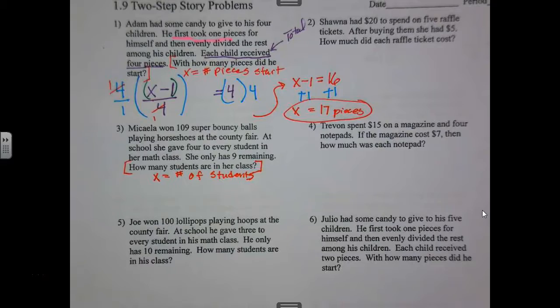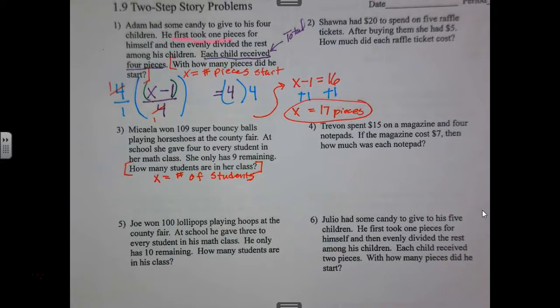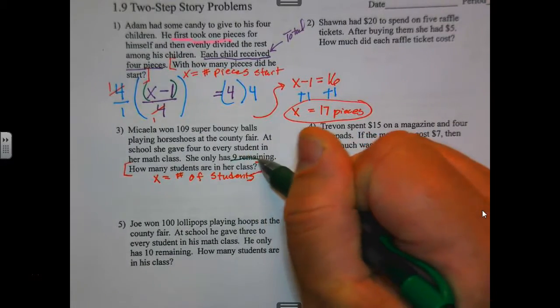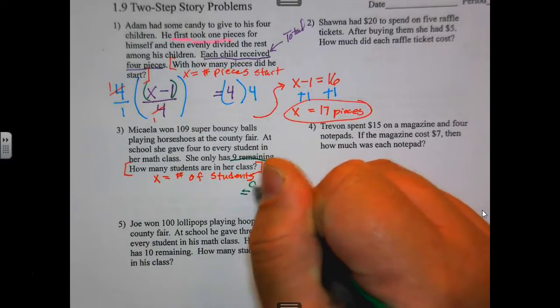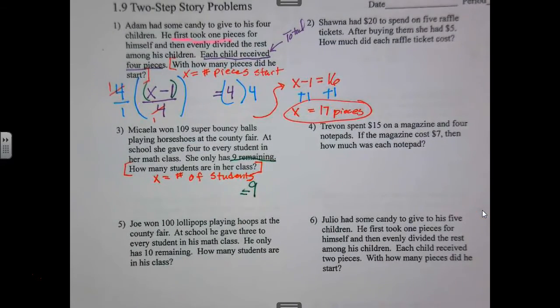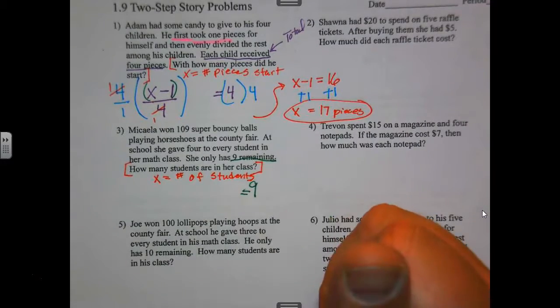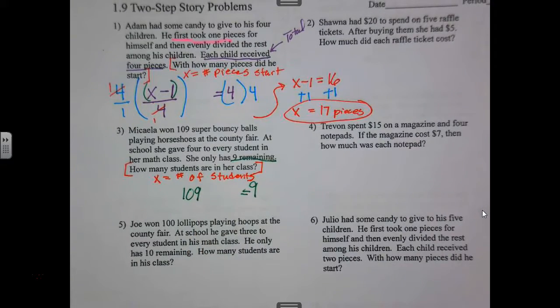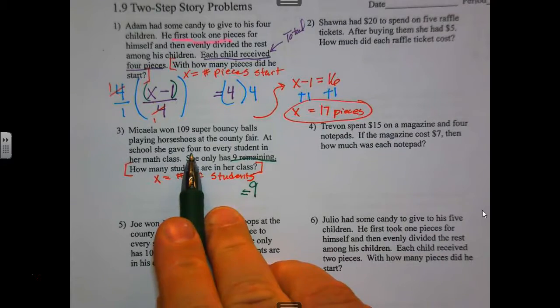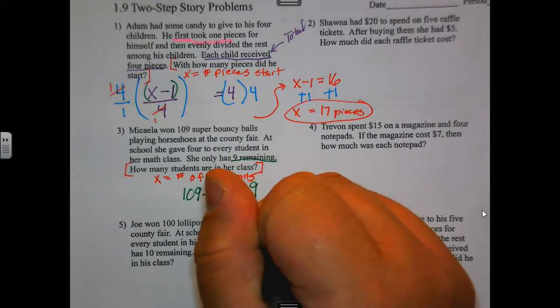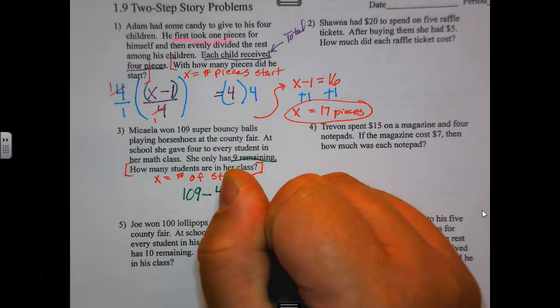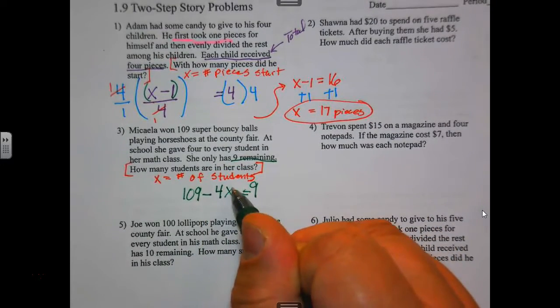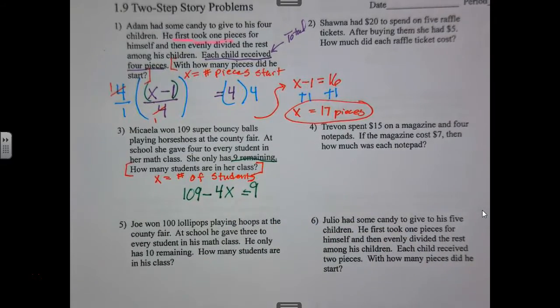She has 9 remaining. That's kind of like what she has left. That's her total remaining, right? So that's going to be our total. Okay, how many did she start out with? 109. What happened to those 109? Be careful. Gave how many? 4. Gave 4 to every student. What's our student? X, right? Okay, so 4x.